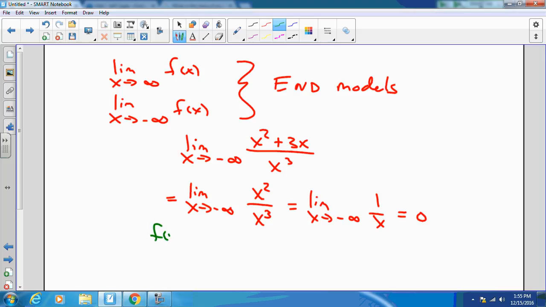And you recall that these end models, these limits at infinity, give us the locations of horizontal asymptotes. So we can conclude from this analysis that f of x has a horizontal asymptote, HA, y equals 0.